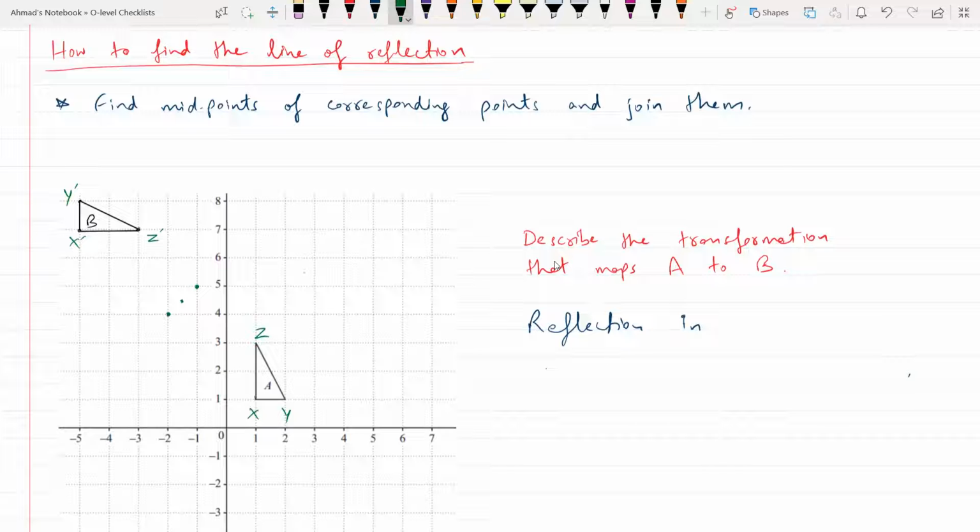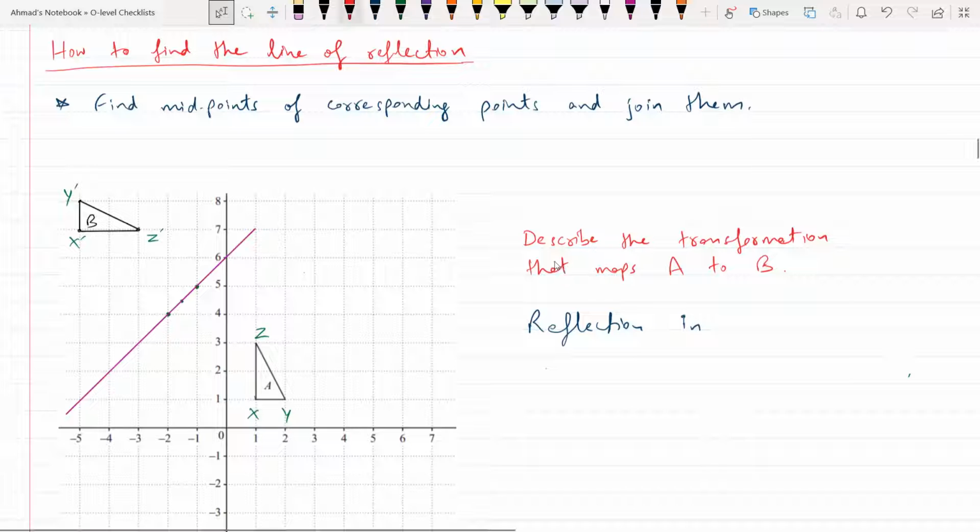You have 3 midpoints. You just join them, and that will be your line of reflection. Because आपने midpoints को join कर दिया, so that will be your line of reflection. That looks something like this. I'm going to draw that here. Line of reflection. That basically looks like this. Okay. So this is your line of reflection. Join कर दिया. ये आपके पास लाइन ऑफ रिफ्लेक्शन आ जाएगा.